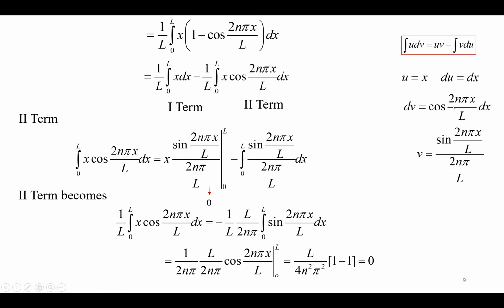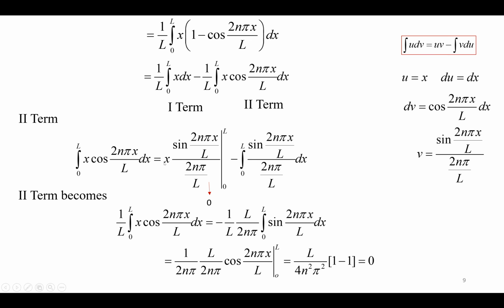dv equals cos 2nπx by L dx. Just integrate on both sides, and we will get the expression for v, which is equal to sin 2nπx by L divided by 2nπ by L. So use the formula, integration u dv equals uv minus integration v du.